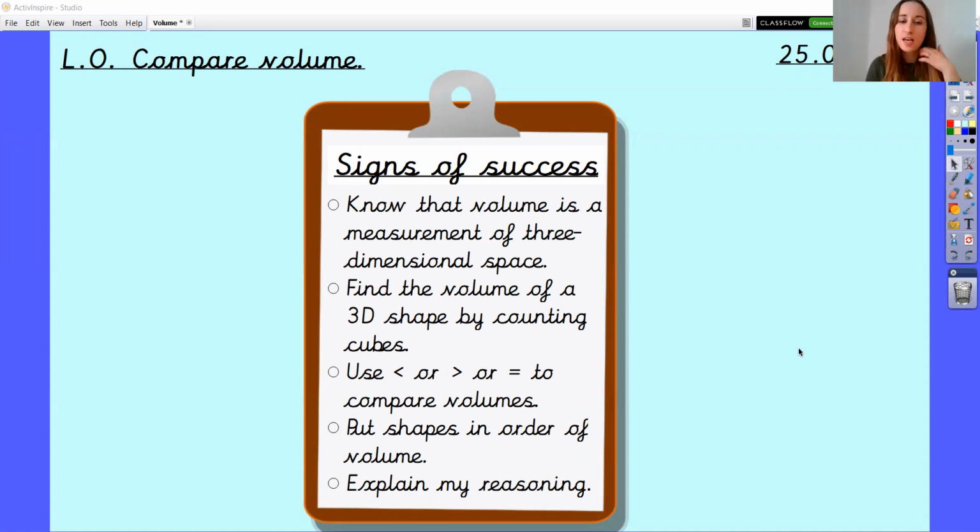Our signs of success today are to know that volume is a measurement of three-dimensional space, so that's something we talked a lot about in our last lesson. And to find the volume of a 3D shape by counting cubes, just like we did yesterday. To use less than, greater than, or equal to compare volume, so those different symbols you can see there. To put shapes in order of their volume, and also to explain your reasoning.